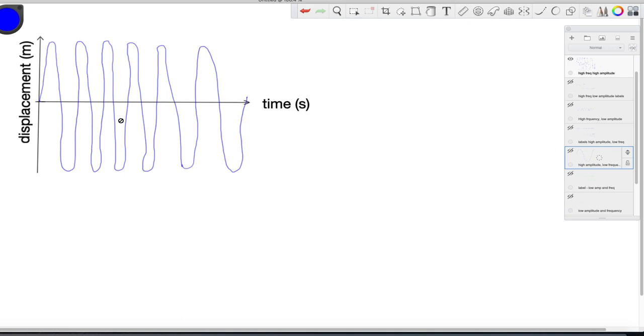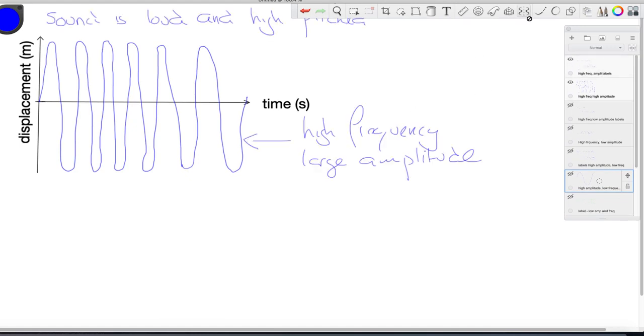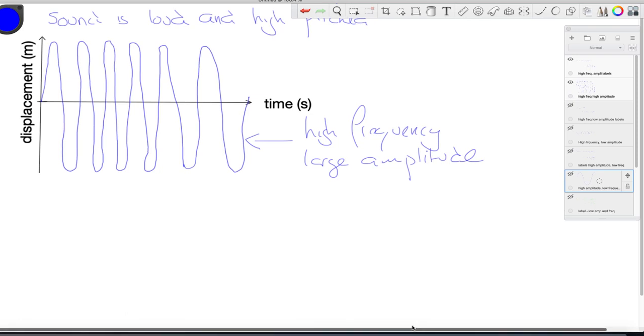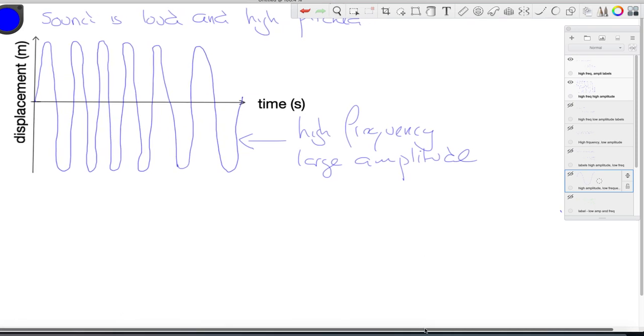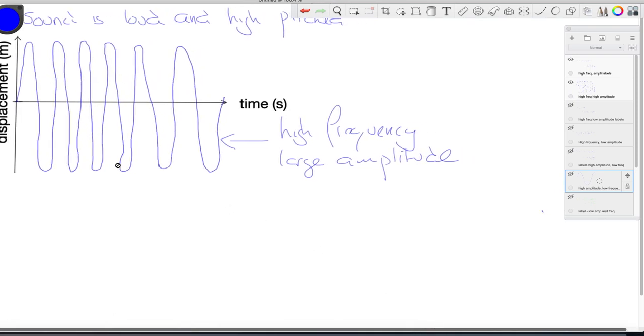Here we have a high amplitude and a high frequency. Lots of waves on the screen here and big peaks and troughs. And so we have a loud sound and a high-pitched sound.